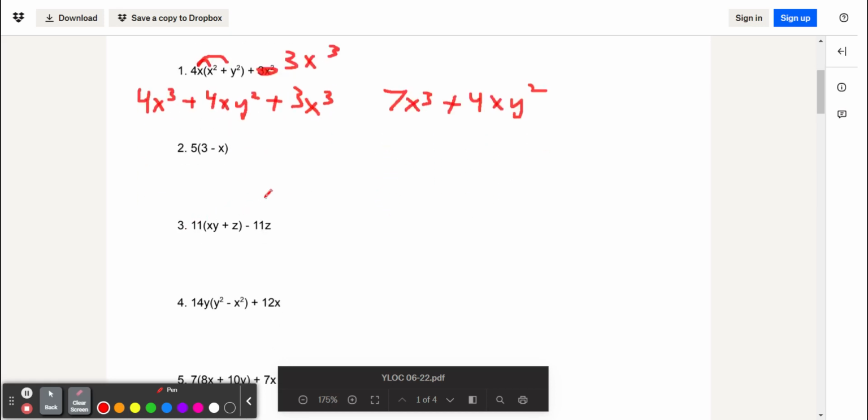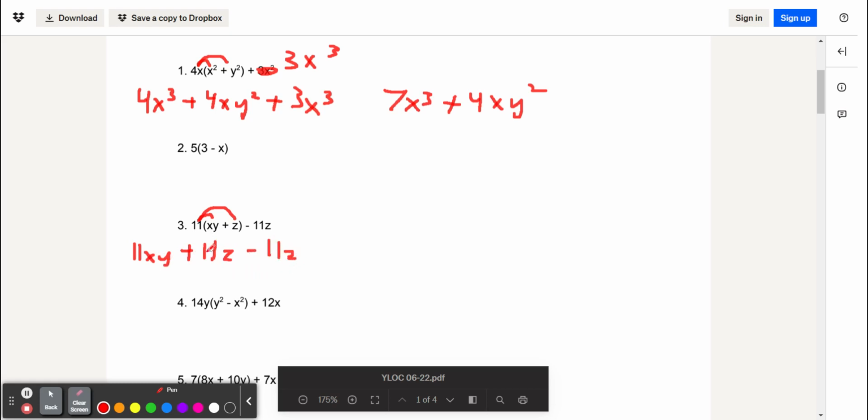Moving on, we're going to skip over to question number 3, which is 11 times the quantity xy plus z minus 11z. Once again, we have to distribute out 11 to both the xy and the z. So we will get 11 times xy, which is 11xy, plus 11 times z, which is 11z, minus 11z.